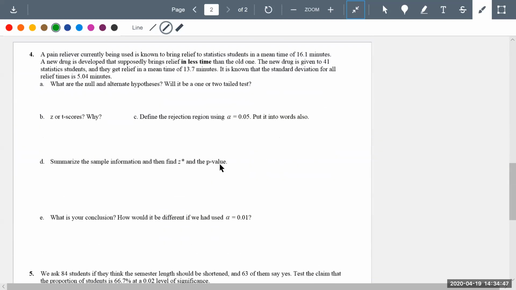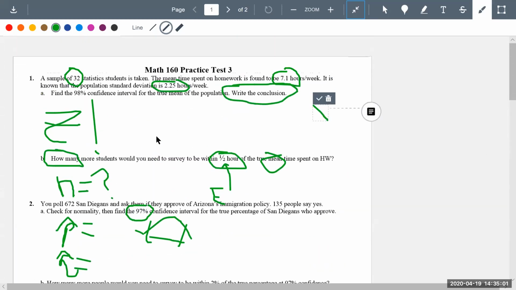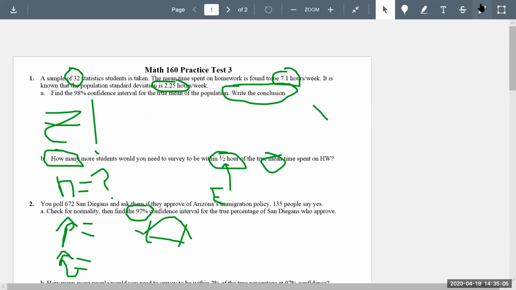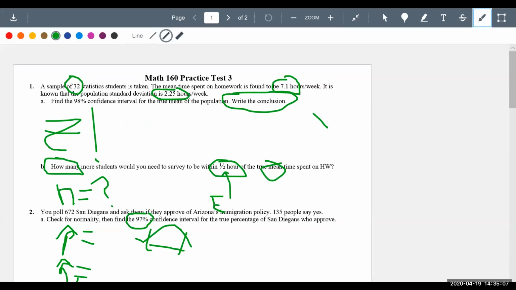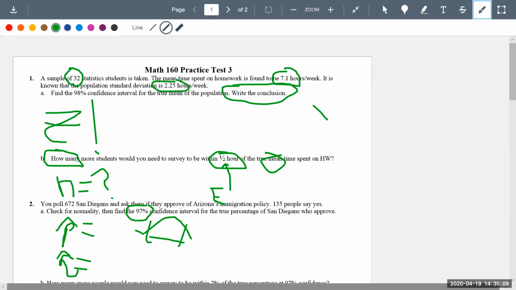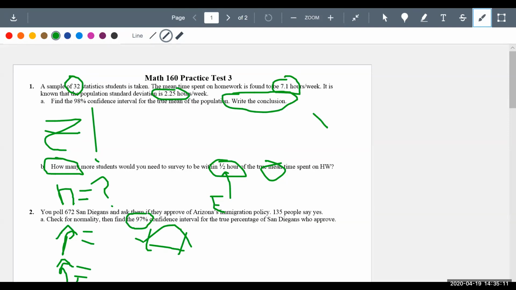Okay. Number 4 is one sort of like I did in class with you guys about the new drug. And this is the hypothesis stuff. So this is going to be on the next quiz. Everything on this first page could show up on the quiz that is on Wednesday. This Wednesday, what is that? The 22nd, right? All right, 22nd. Yes. Okay.